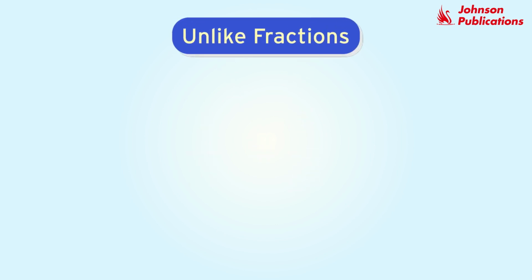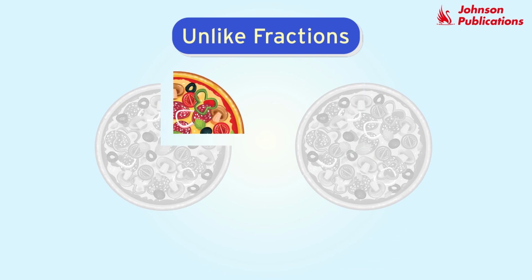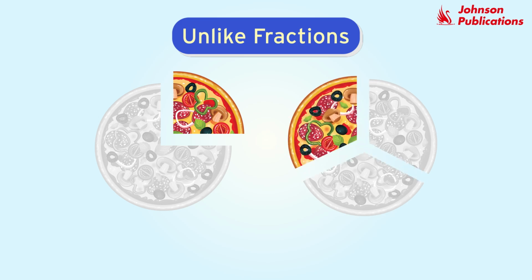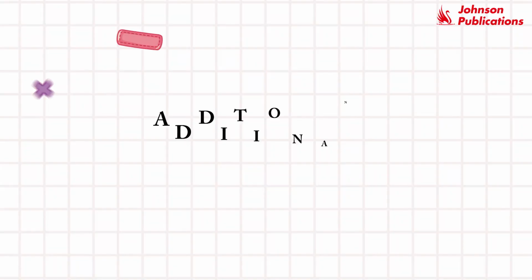Unlike fractions. Mohini and Pooja are making pizzas. Mohini has completed putting toppings on 1/4 of her pizza, while Pooja has completed putting toppings on 1/3 of her pizza. The fractions 1 by 4 and 1 by 3 are unlike fractions. They have the same numerator but the denominators are different.